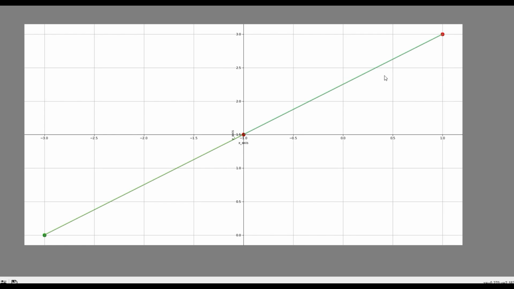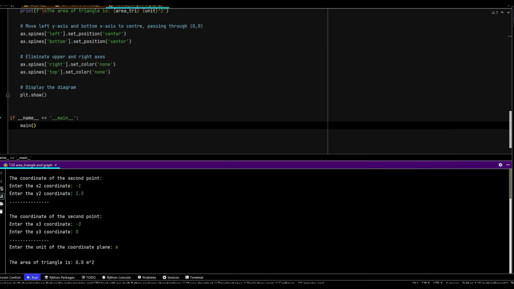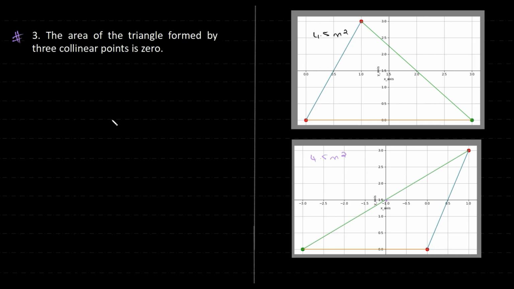So what is happening over here? We have a straight line. If I consider this as a triangle, what would be the area of this triangle? It will be 0. And these three points are known as collinear. Collinear means on the same straight line. So the area of a triangle formed by three collinear points is 0. So that's your third case.